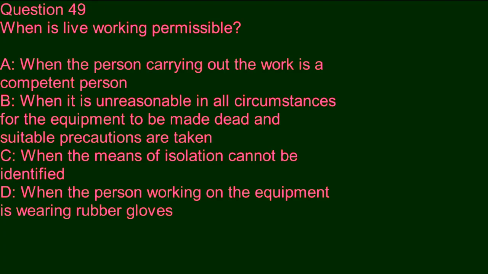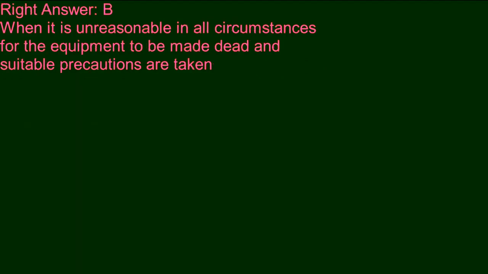Question 49. When is live working permissible? A. When the person carrying out the work is a competent person. B. When it is unreasonable in all circumstances for the equipment to be made dead and suitable precautions are taken. C. When the means of isolation cannot be identified. D. When the person working on the equipment is wearing rubber gloves. Right answer, B. When it is unreasonable in all circumstances for the equipment to be made dead and suitable precautions are taken.